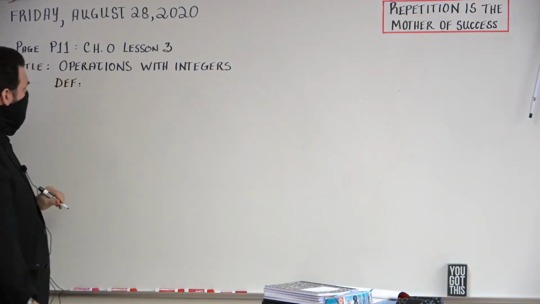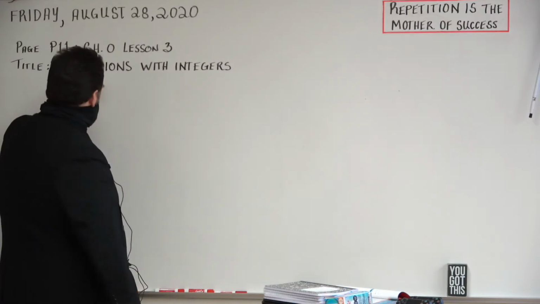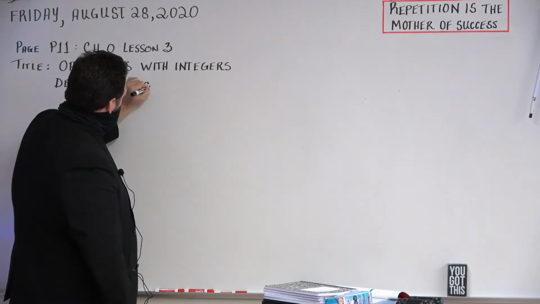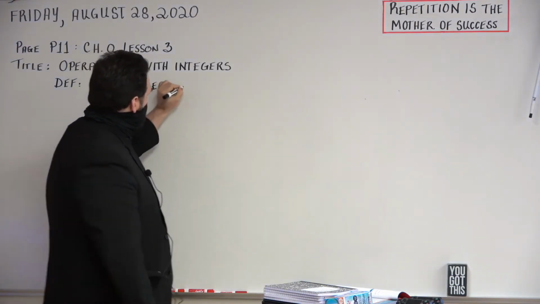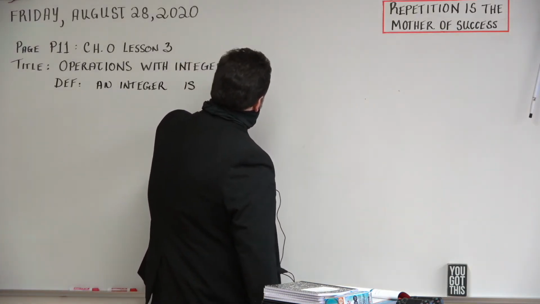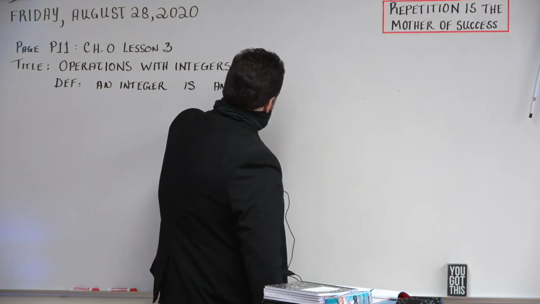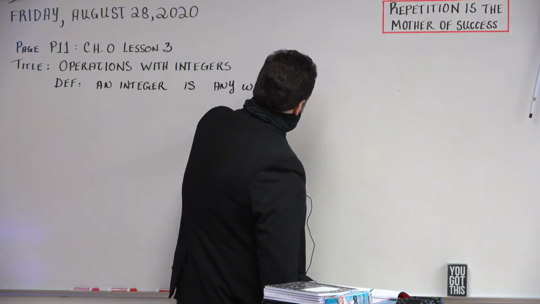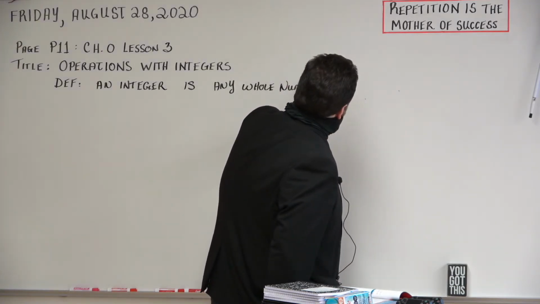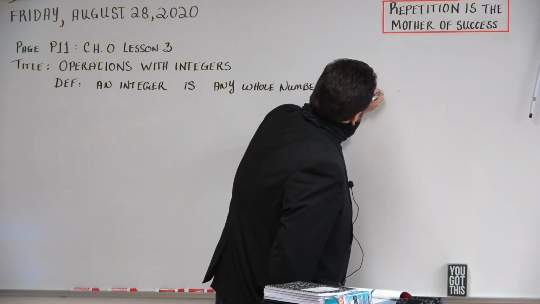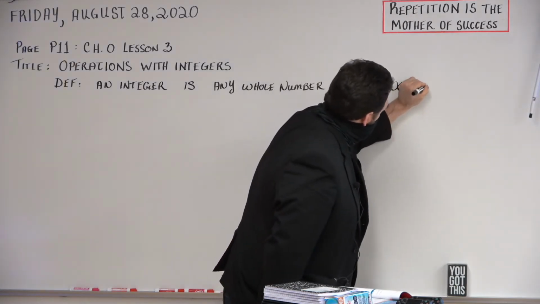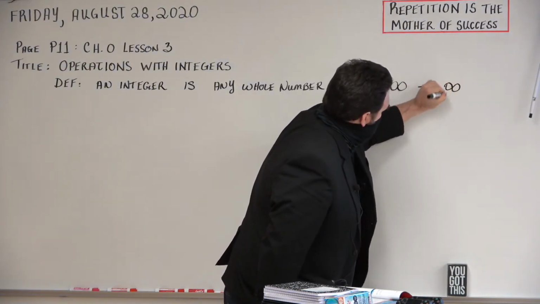Definition: an integer, I-N-T-E-G-E-R-S. An integer is any whole number from negative infinity, this is the infinity symbol, this sideways 8, to positive infinity.